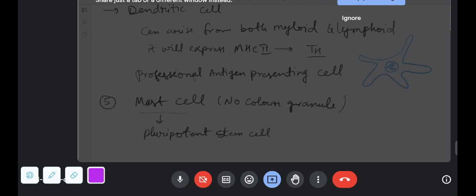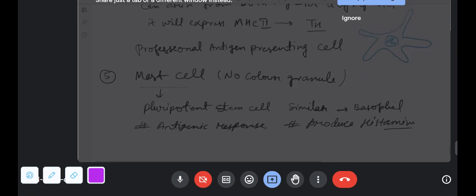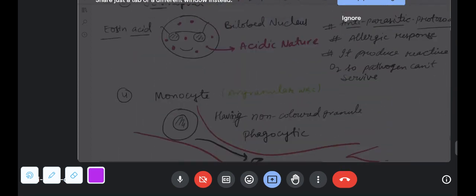An important thing is that mast cell is similar to basophil. Why am I saying similar? Because the mast cell also produces an antigenic response, and it will also produce histamine. So this is all about mast cells. Now I am going to conclude. You just go and revise this from the videos.